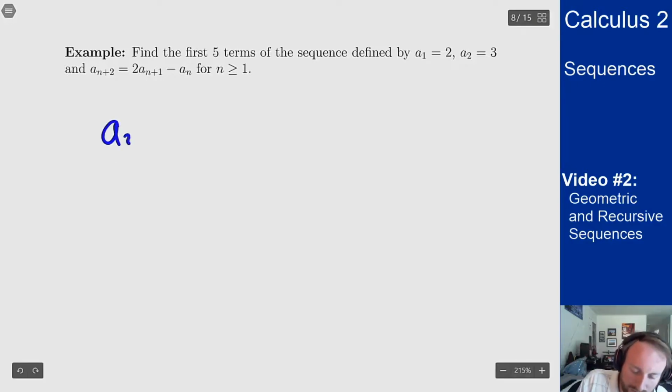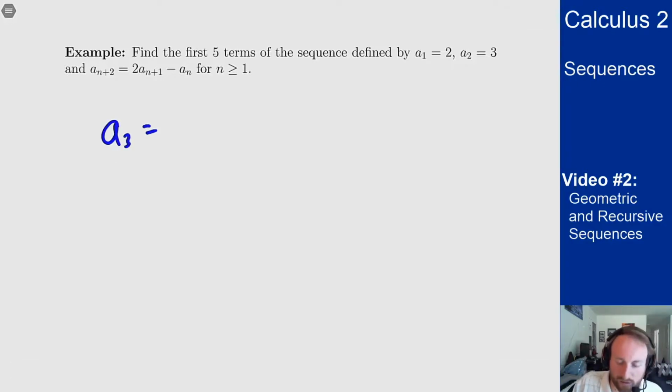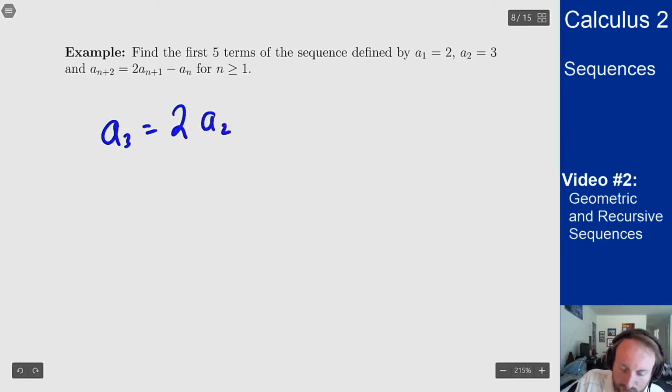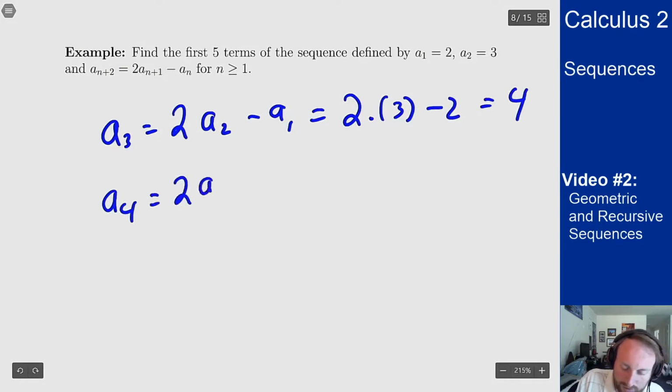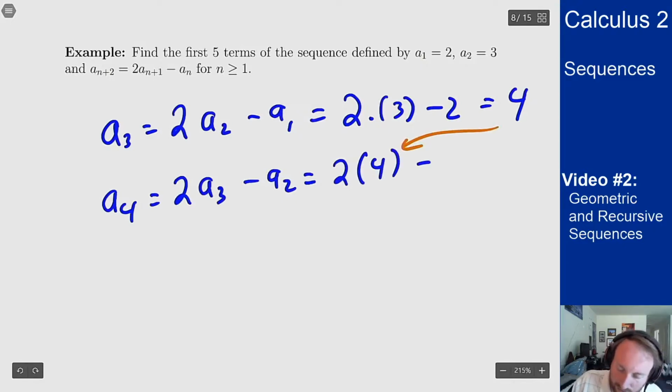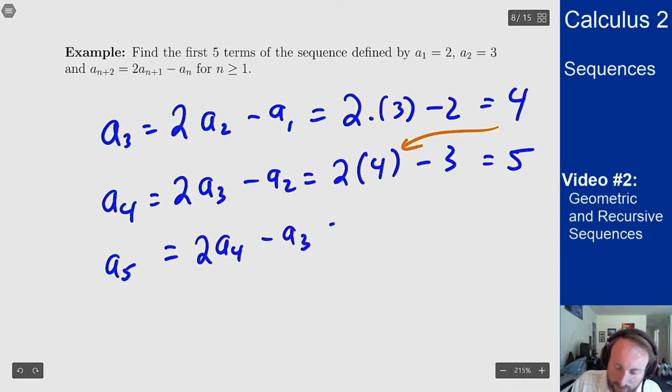So then what is a_3? Well, based on my formula here, a_3 should be twice a_2 minus a_1, which is 2 times 3 minus 2, which is 4. a_4 should then be twice a_3 minus a_2, which is 2 times 4, the 4 that we got from right up here, minus a_2, which is 3. That's 5. a_5 should be twice a_4 minus a_3, twice 5 minus 4, which is 6.